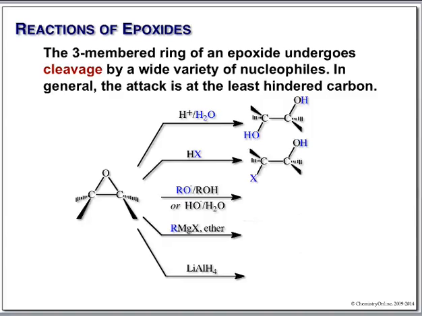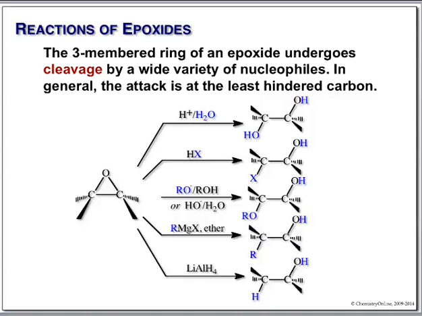Alkoxide attacks as a nucleophile. This is going to hit this carbon, ring open, and we're going to make an ether alcohol. Just like alkoxide can attack here, we can also do this with a Grignard. Remember, a Grignard is a glorified carbanion. It can add here, ring open. And finally, lithium aluminum hydride, the same thing. H minus is our nucleophile. So we're going to put a hydrogen on here and just wind up with an alcohol.